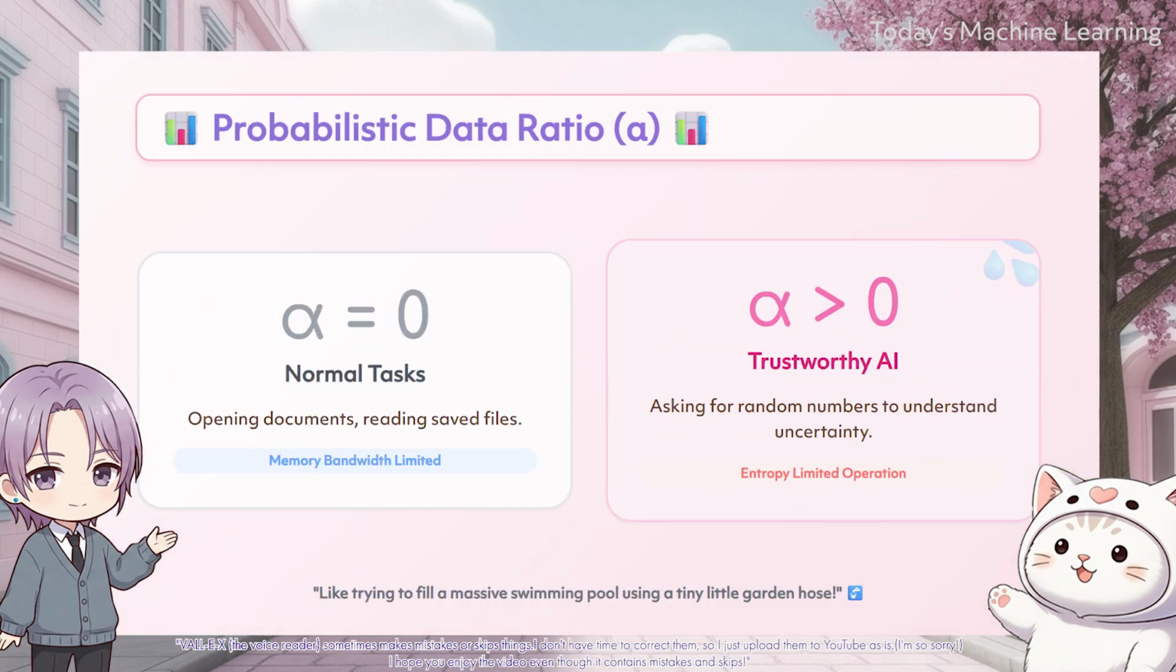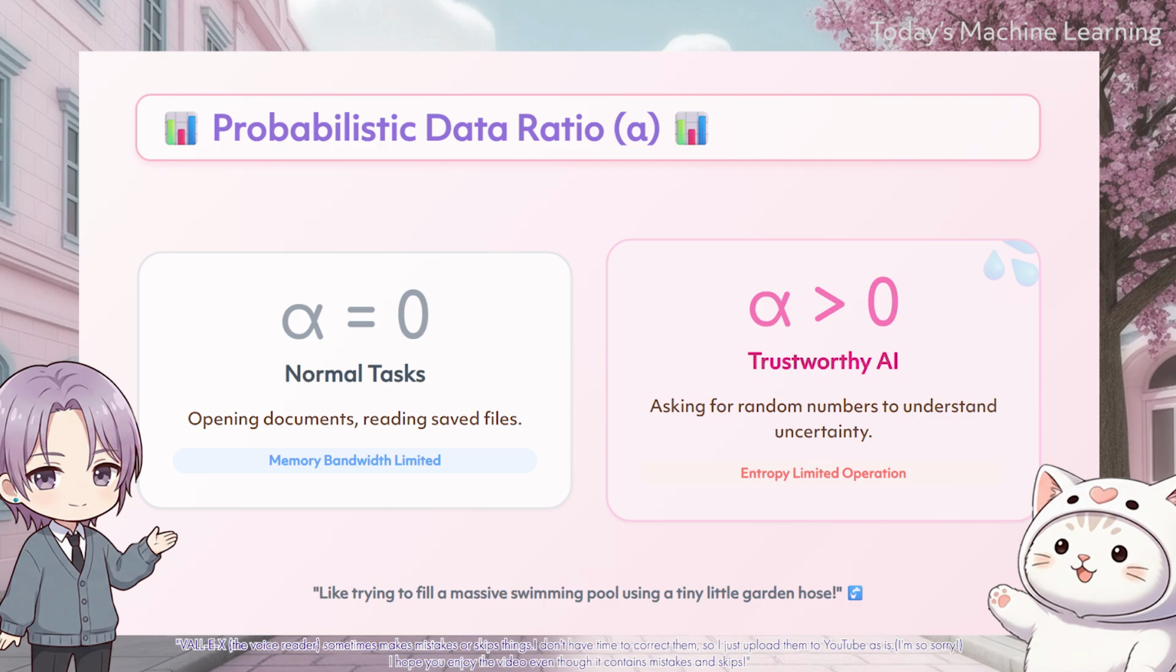Let's dive a bit deeper into the science behind this traffic jam, shall we? The authors of the paper introduced a very clever concept called the probabilistic data ratio, which they simply call alpha. Alpha basically measures what fraction of the computer work is just asking for random numbers, compared to asking for regular, fixed data. If alpha is 0, the computer is just doing normal tasks, like opening a document or reading a saved file. But as the AI tries to be more trustworthy and understand uncertainty, the alpha value starts to grow. The researchers built a mathematical model to show that as this alpha value increases, the entire system shifts from being limited by the memory bandwidth to being limited by the random number generation speed. This is what they call hitting the entropy wall.